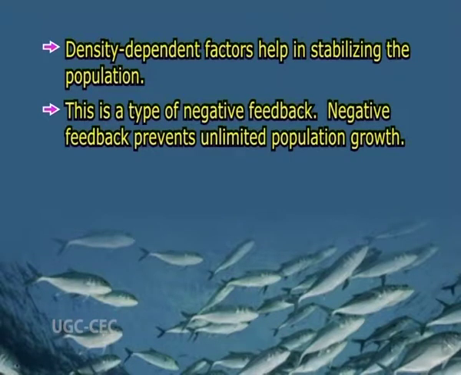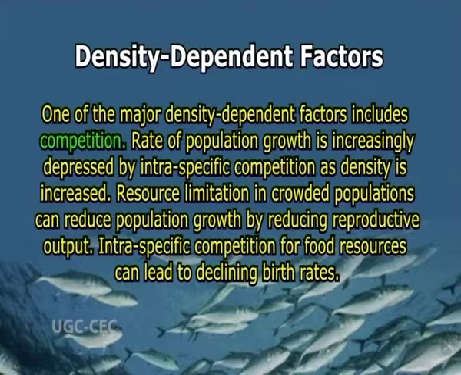Negative feedback prevents unlimited population growth. A variety of factors can cause negative feedback on population growth. One of the major density dependent factors includes competition. Rate of population growth is increasingly depressed by intra-specific competition as density is increased.